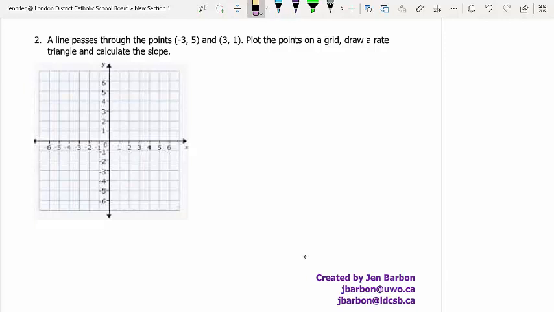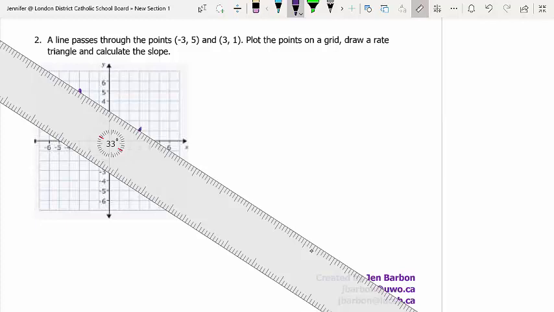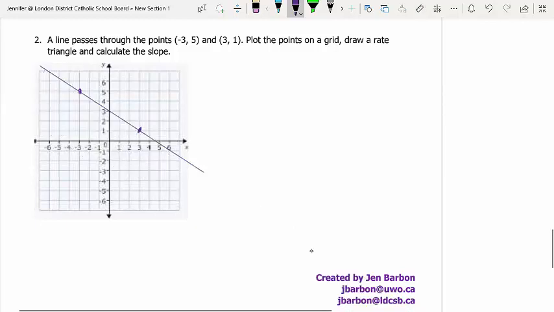Okay, so first thing you're going to do is plot the 2 points. So (-3, 5) is right here, and (3, 1) is right here. And then you're going to connect the dots to form your line. Make sure you extend that line all the way across from one end of the graph to the other.